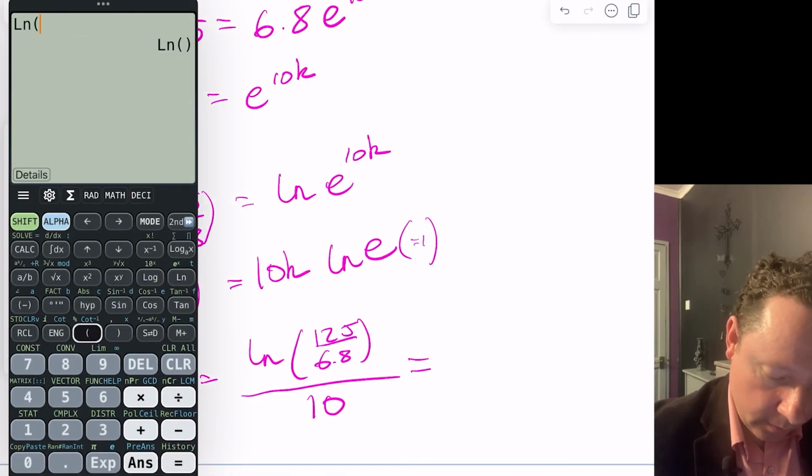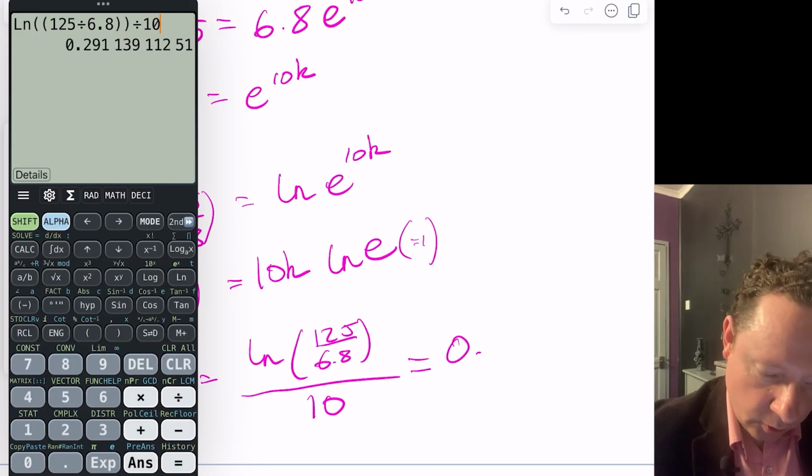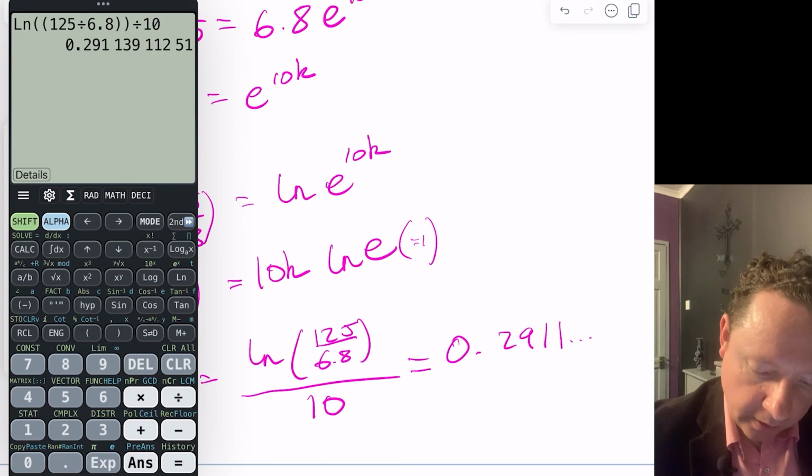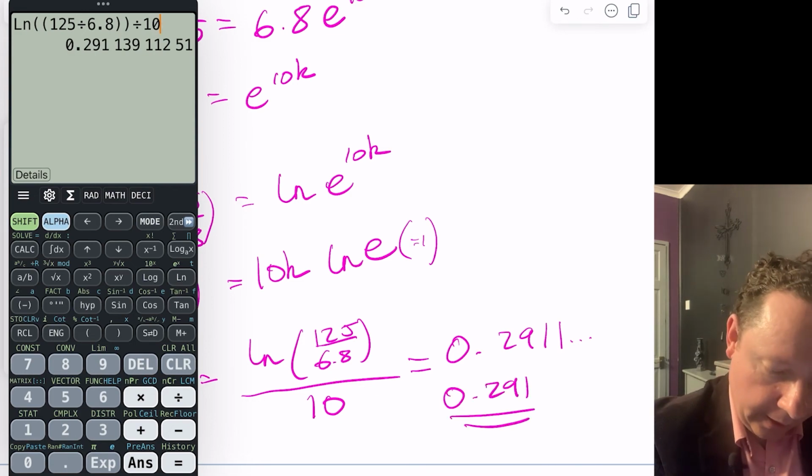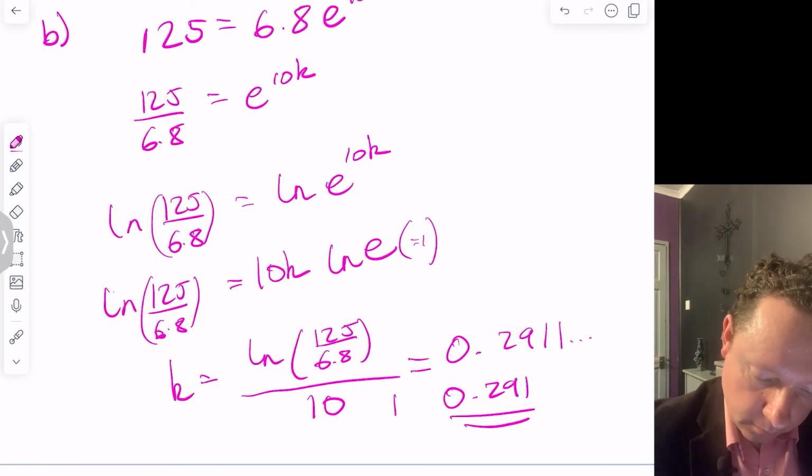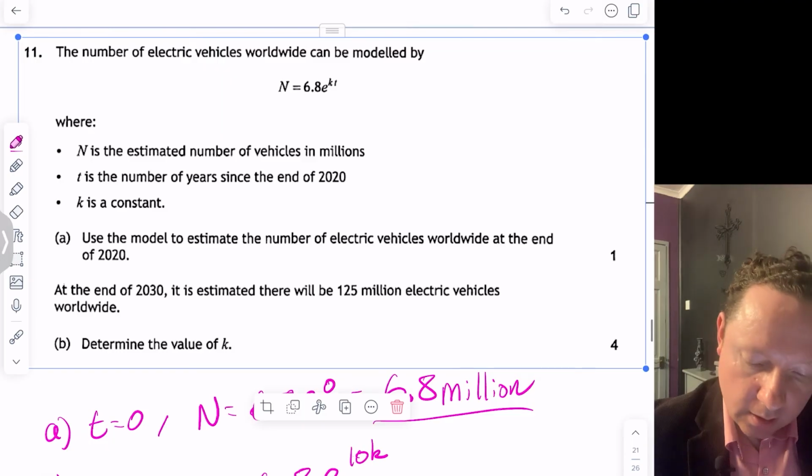ln 125 over 6.8, all divided by 10, 0.2911, blah, blah, blah. I think 291 is fine, 0.291, and that's k. Have we answered the question? Yes. So we're done there.